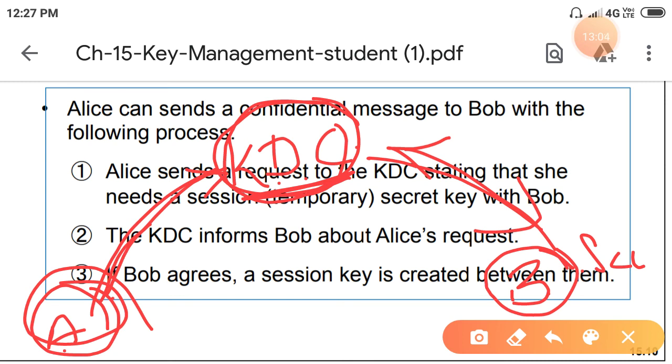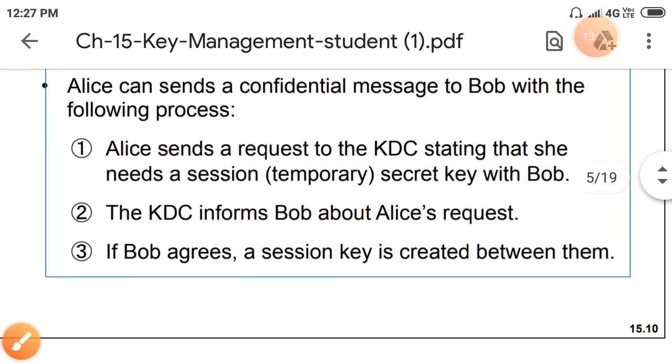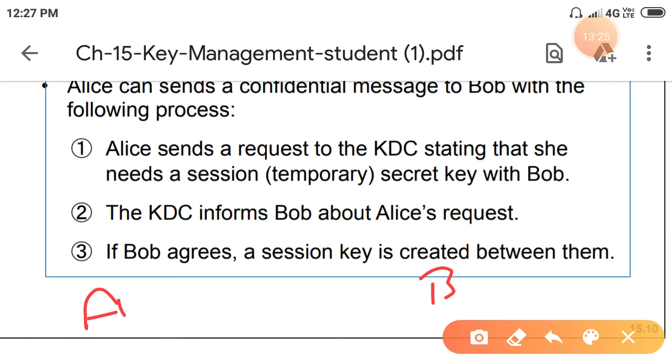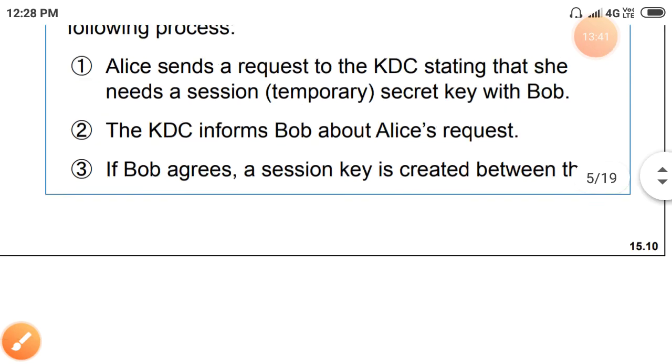Next, the KDC can create the session key. By using this session key, A can communicate with B. So Bob agrees, and the session key is created between them. So this is the process. A sends the request to the KDC, and then the KDC asks whether B is ready to communicate with A. If B agrees, then the session key is created. By using the session key, these two parties can communicate with each other.